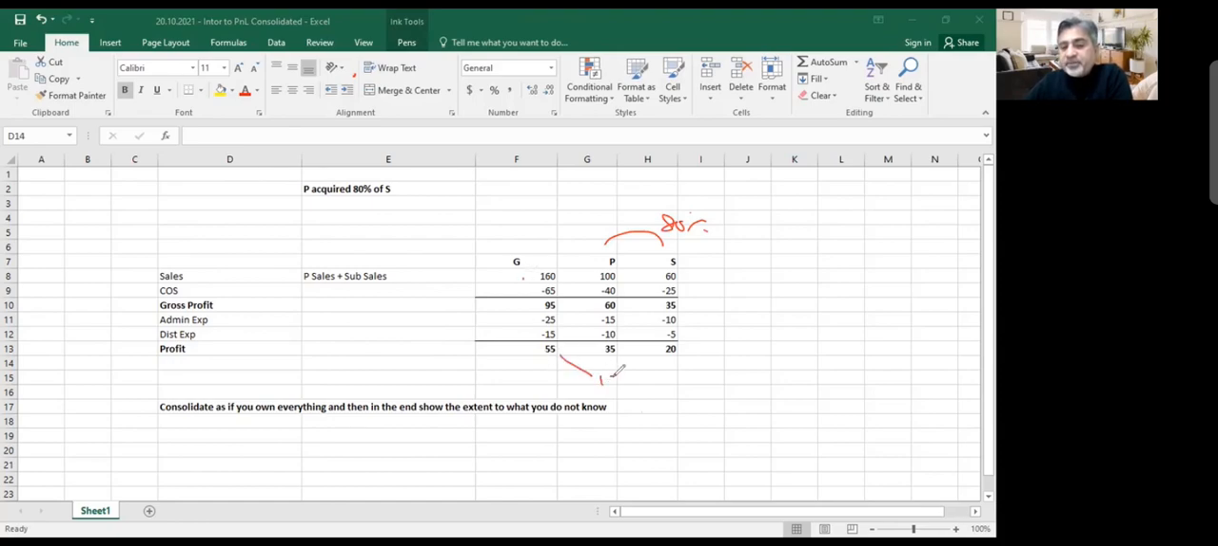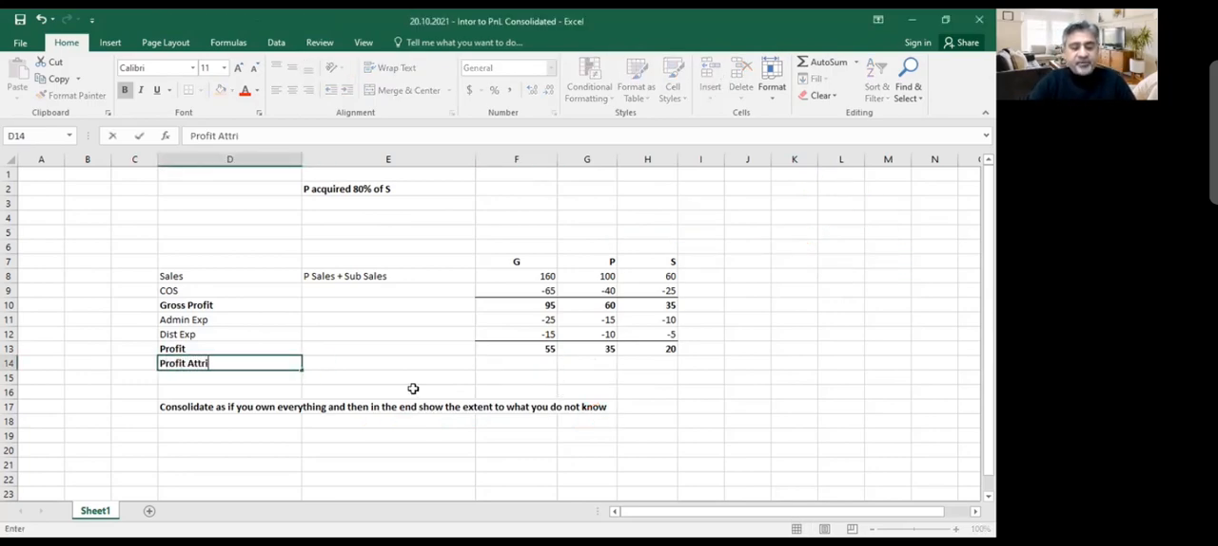So this profit is actually coming from 100%, but 100% does not belong to us because there is a 20% non-controlling interest. So what we need to do is, in the end, show the extent of what you do not own, what does not belong to you. So this profit of 55, here we will say in one line, profit attributed to the parent, and then profit attributed to the NCI.